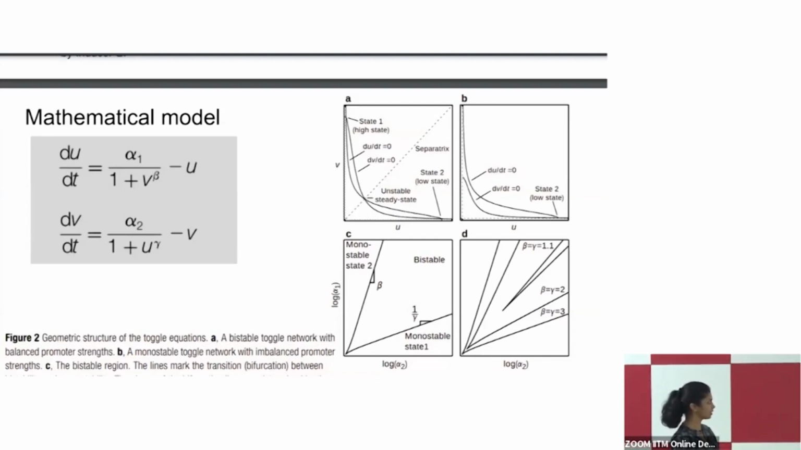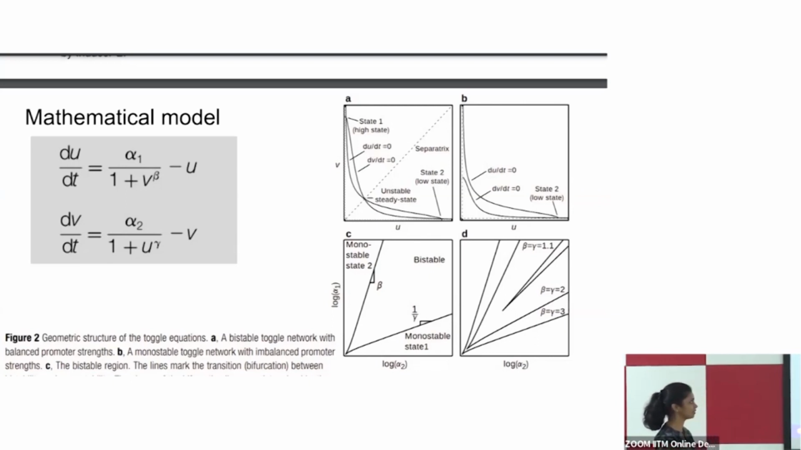So now this kind of configuration is of course dependent on the values of alpha 1, alpha 2, beta and gamma. So using appropriate values for these 4 parameters, it is possible to get either 3 states, or it is possible to have values of these parameters for which the system has only one state, which is only one low stable state.